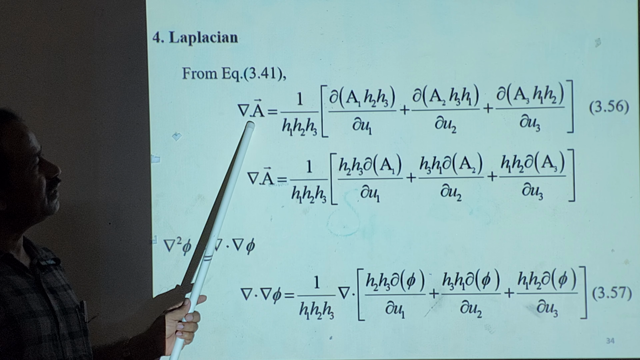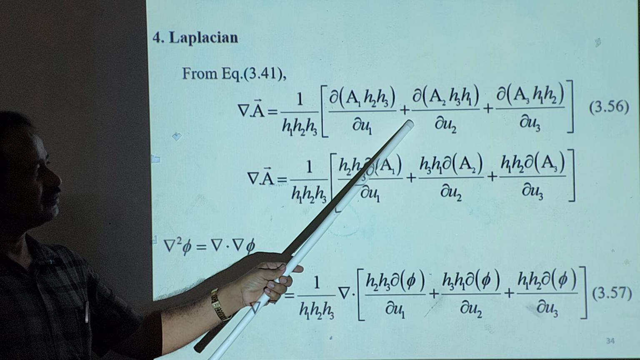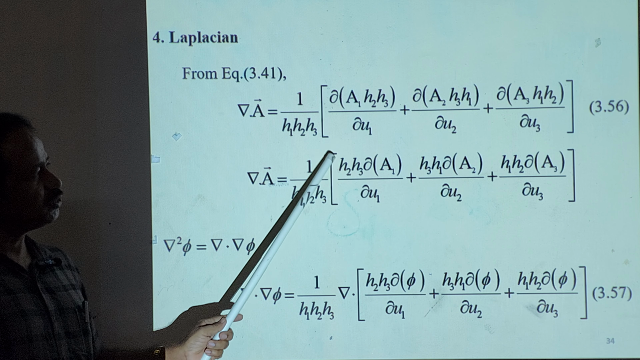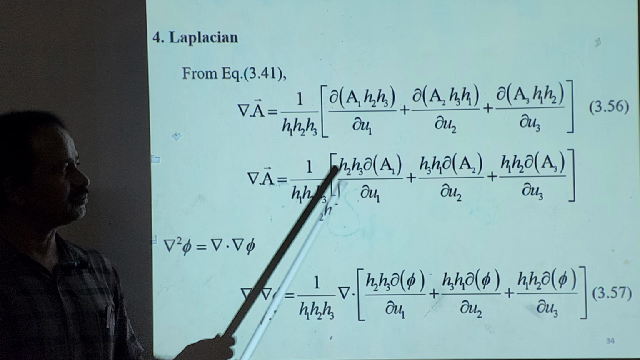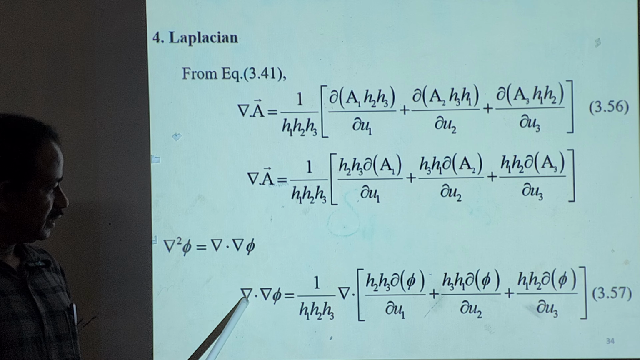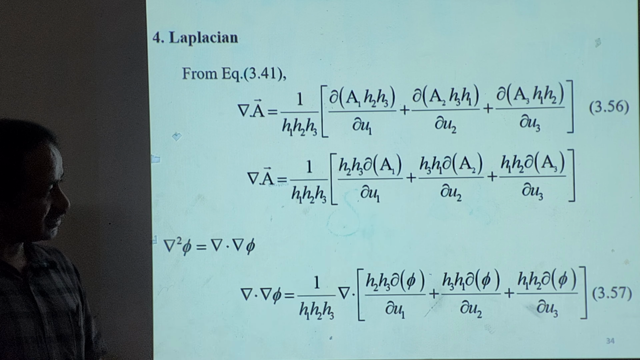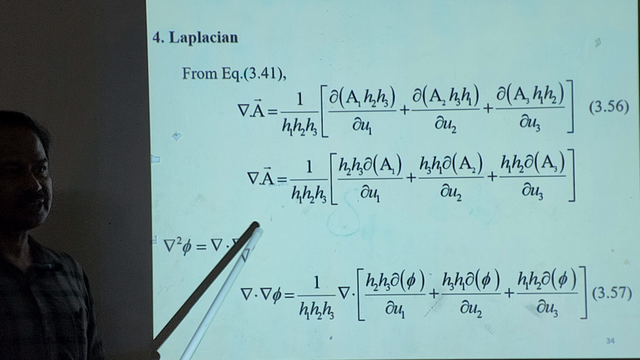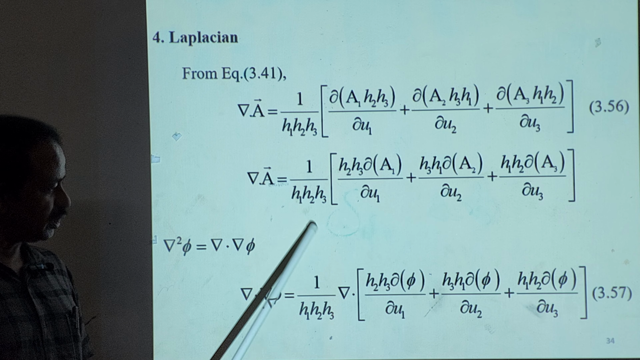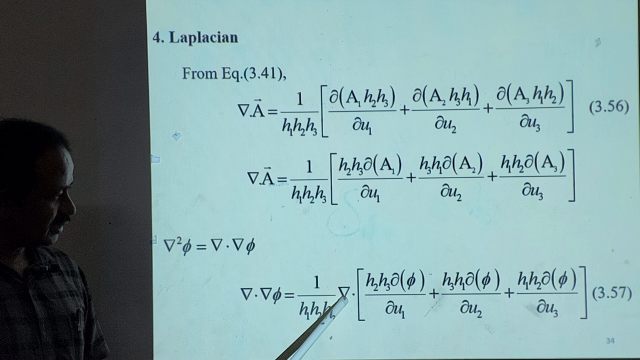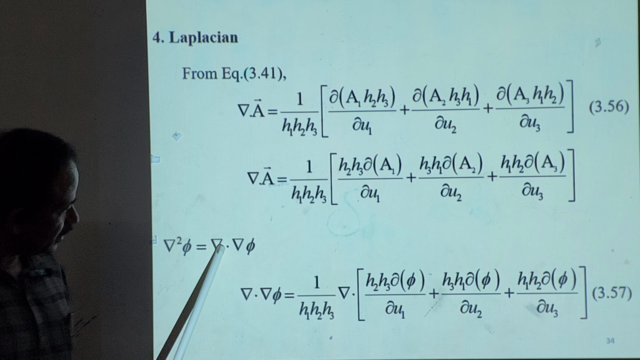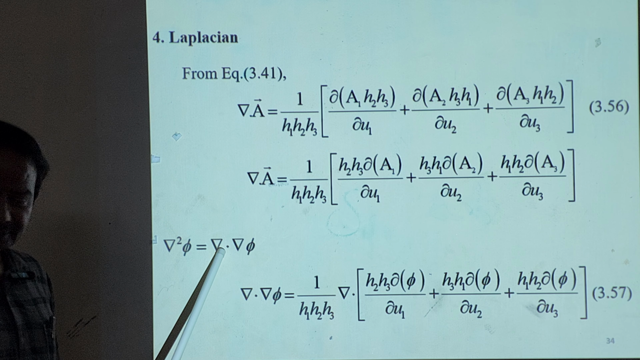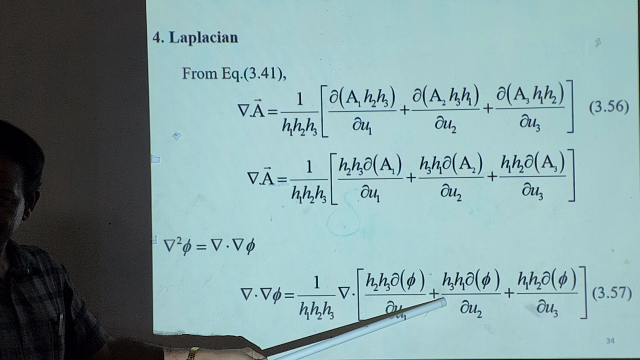So we have the del dot A expression given by this. I have pulled h2, h3 out here, and here also I pulled them out. Now for del dot del phi, just compare: instead of A, you substitute a scalar function. That will give you 1 by h1 h2 h3 del dot. So you have del dot del phi given by this. Here, del dot.